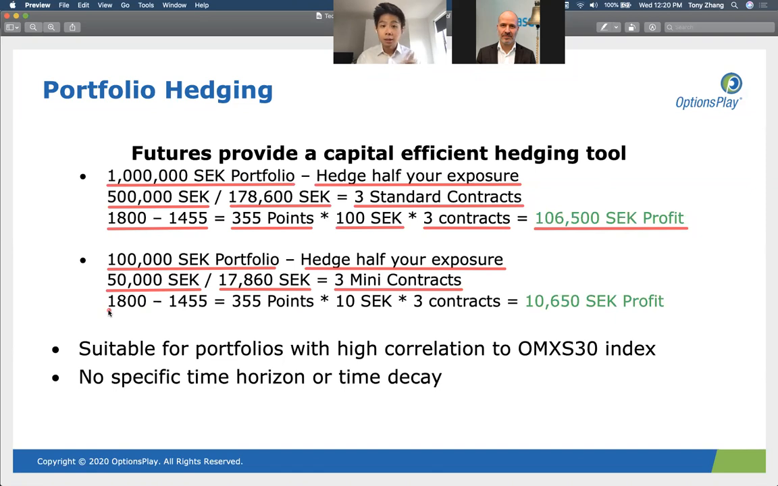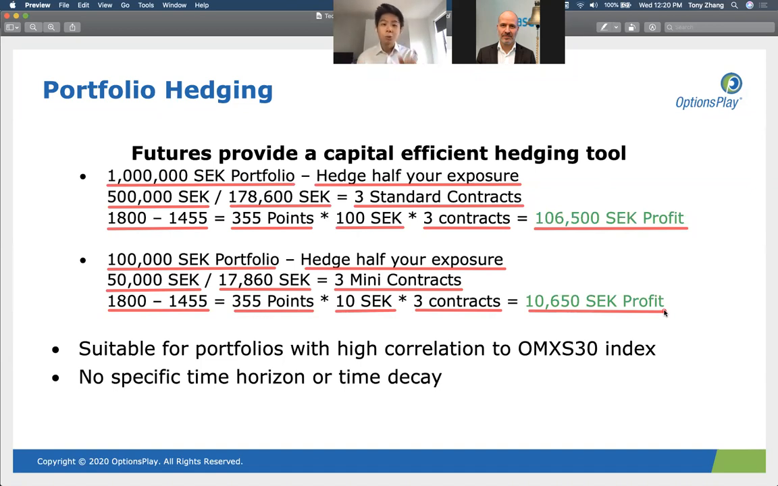So when the market declined from 1800 down to 1455, that's a 355 point move. The mini futures is only 10 crowns a point, multiplied by the 3 contracts, which gives you the 10,650 crown profit. So you've hedged whatever losses you have in your portfolio; you would make back roughly 10,000 crowns on the hedge that you put on.